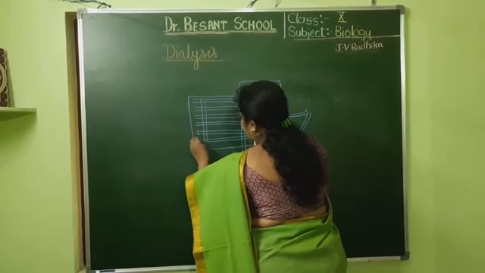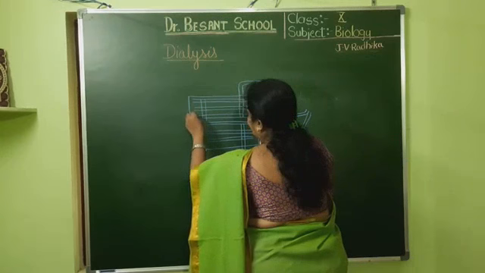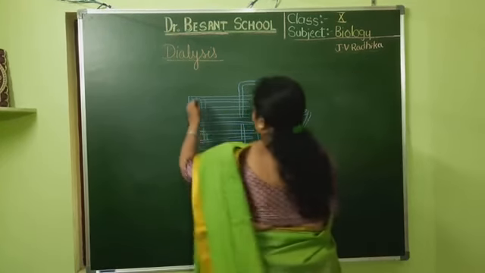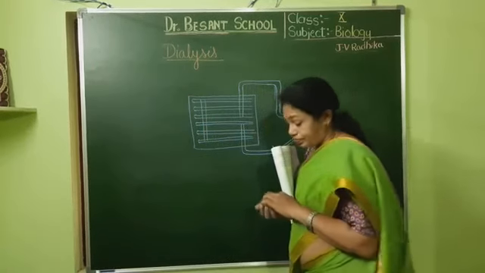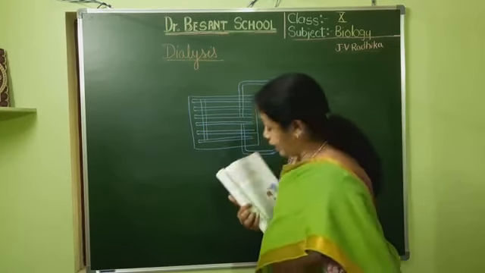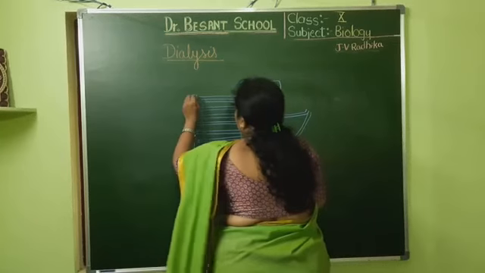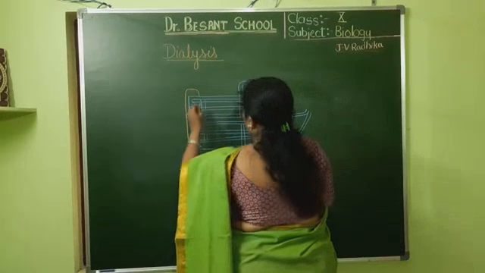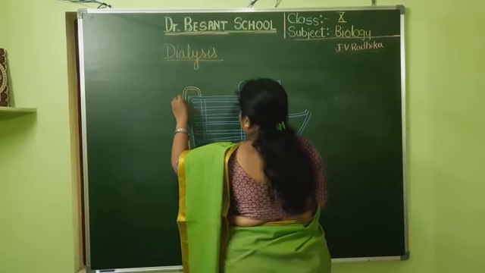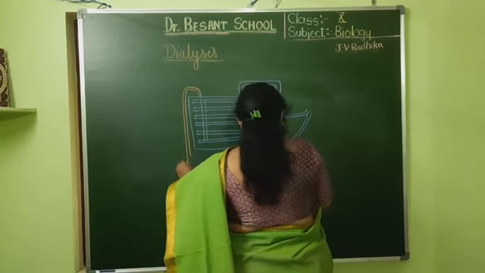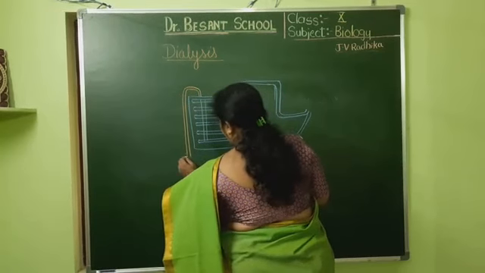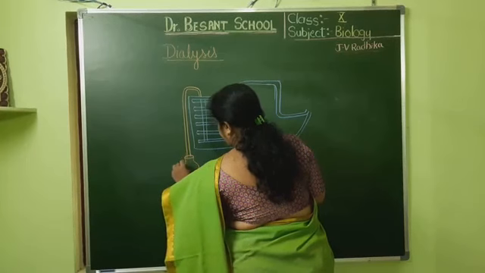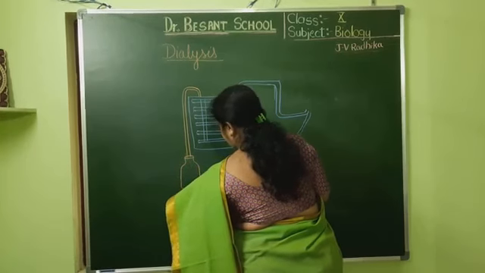All of you please keep the pencil. With that you all need to draw the diagram of this dialyzing machine. As I told, this contains the cellophane tubes, and cellophane membranes would be there, and the tubes are also made up of that, through which the blood is passing. As the blood passes, the process of osmosis occurs.